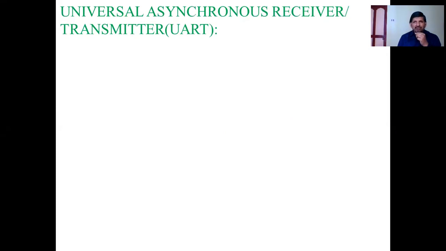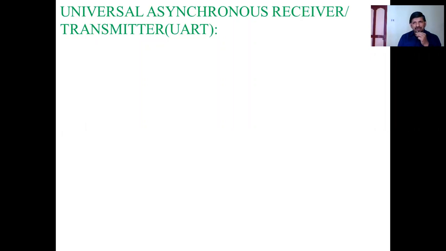Asynchronous means no need of having the same clock signal at the transmitter and receiver. Full duplex means at a time the transmitter sends data to the receiver and the receiver sends data to the transmitter. It has two lines, one transmission line and the second one a receiving line.